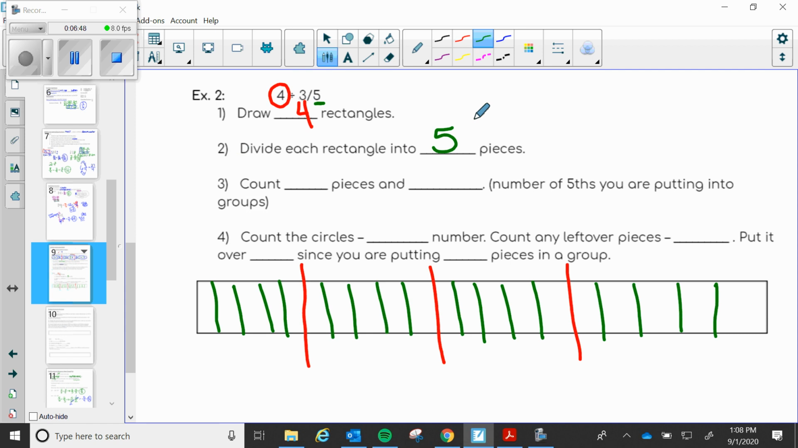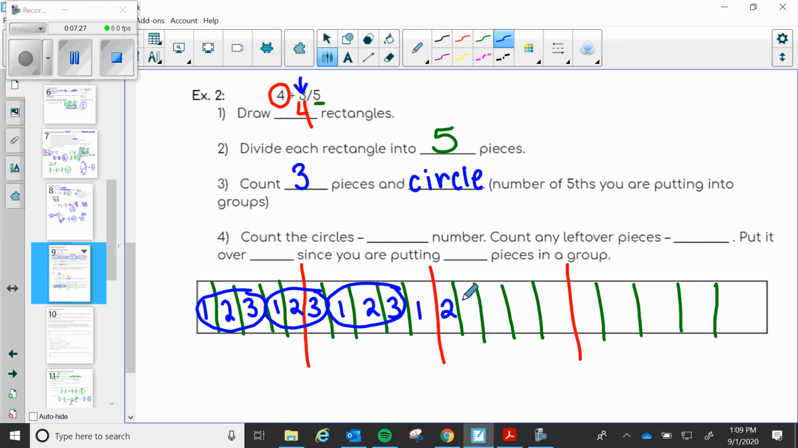Now step 3. Step 3 is when I count a certain amount of pieces and circle them. So we get this number from the numerator, which in this case is 3. So I'm counting 3 pieces and circling them. So let's do that real quick. 1, 2, 3. Circle. 1, 2, 3. 1, 2, 3.